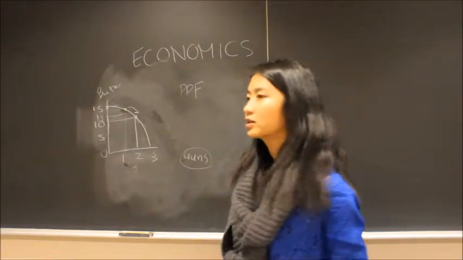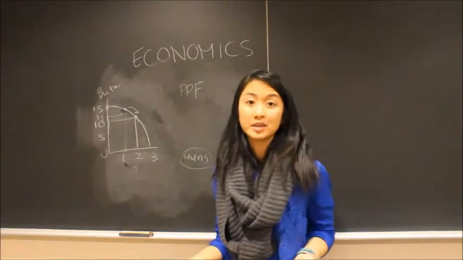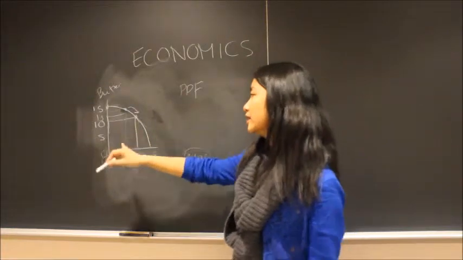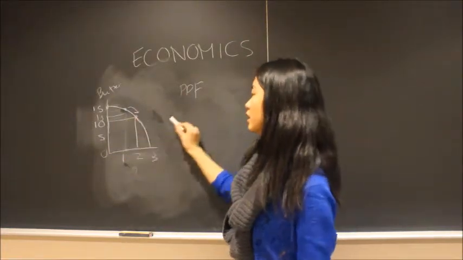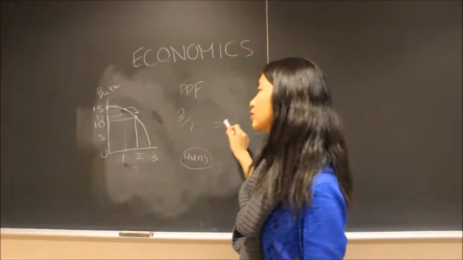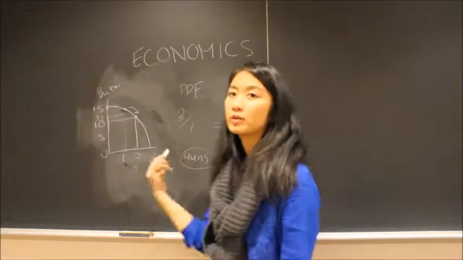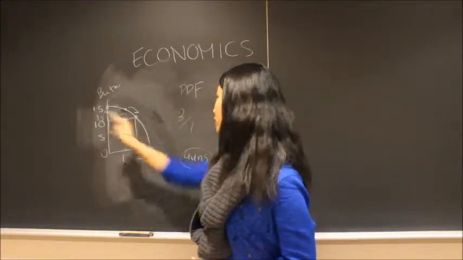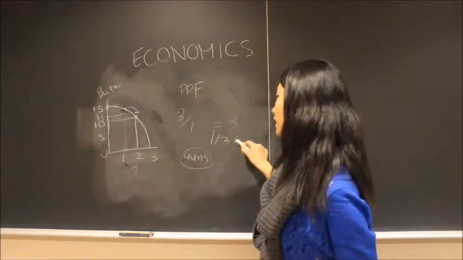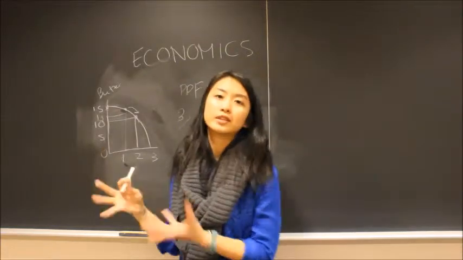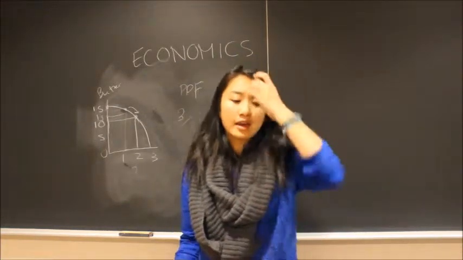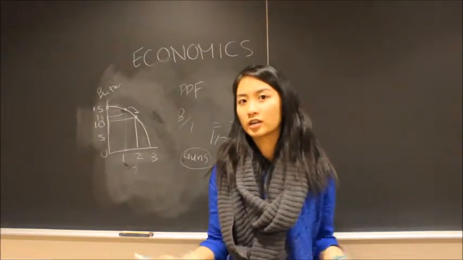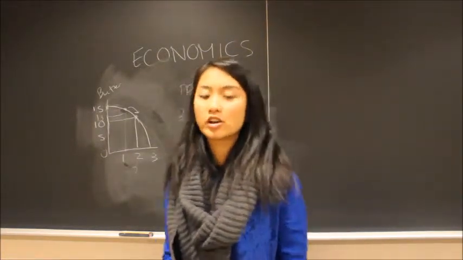3 sticks of butter. So opportunity cost can be expressed as a ratio, y over x. In this case, in order to make 1 more gun, it would be 3 over 1. So you sacrifice 3 sticks of butter, and that's your opportunity cost. And inversely, for butter, it would be 1 over 3 guns. It's always the inverse for the opportunity cost. And that basically explains the PPF and scarcity involving opportunity cost and trade-offs.